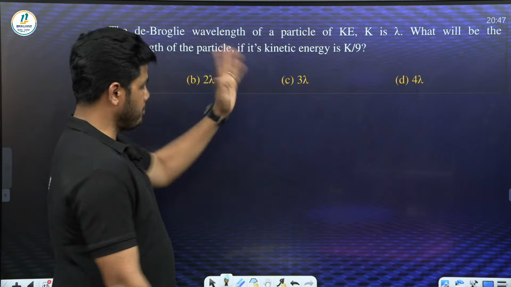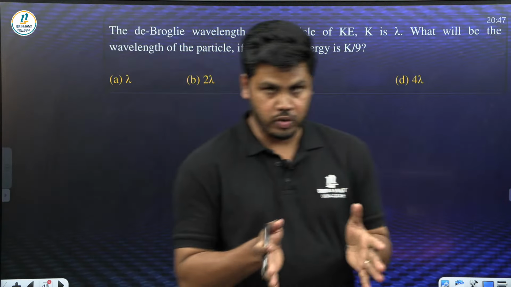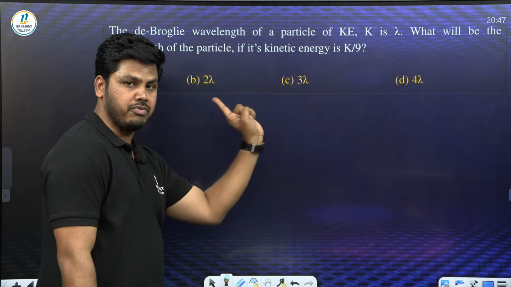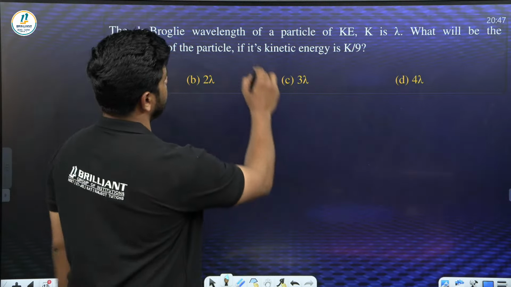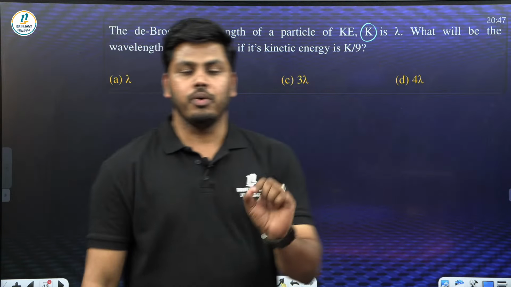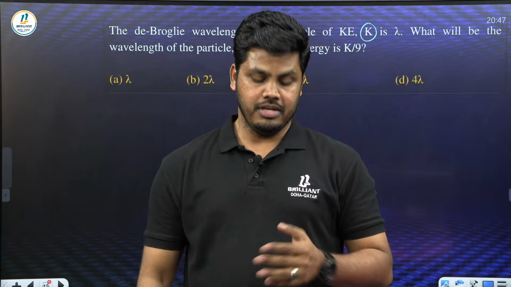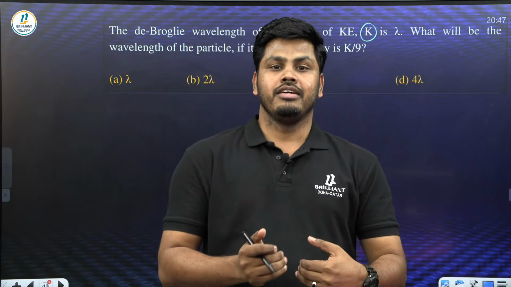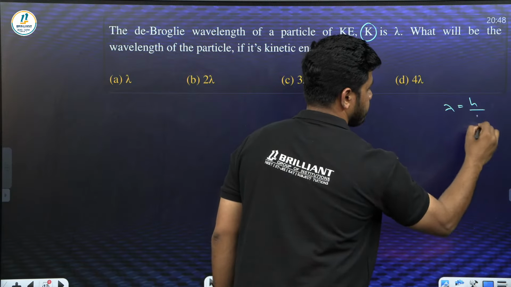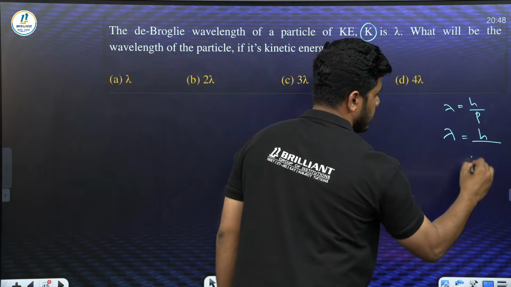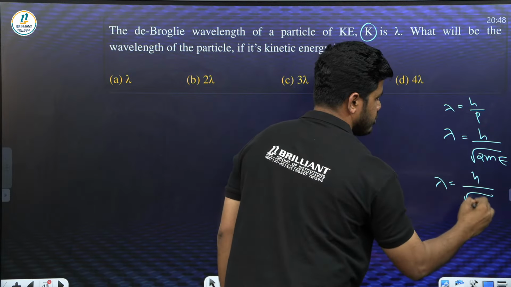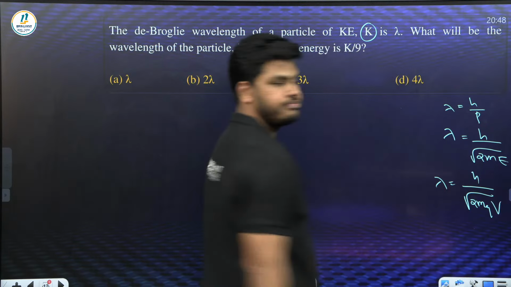De Broglie wavelength. I am coming to the last part of the photoelectric emission chapter. I already mentioned the de Broglie wavelength equations right in the beginning. Here they say the de Broglie wavelength of a particle of kinetic energy K is lambda. For de Broglie wavelength questions, the equation that you select is very important. We have lambda is equal to h by p, lambda is equal to h by root of 2mE, and lambda is equal to h by root of 2m into qV.